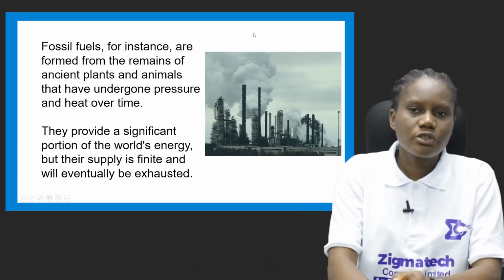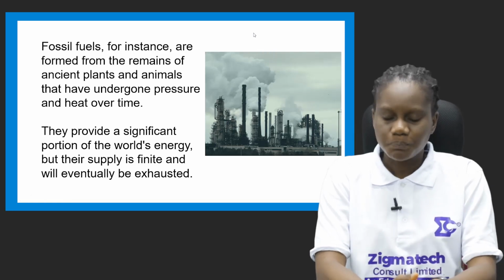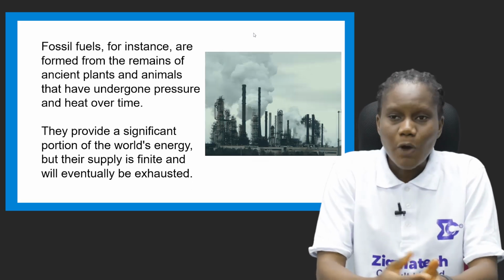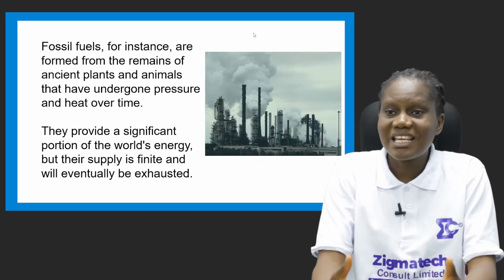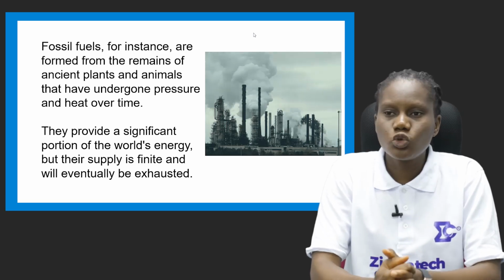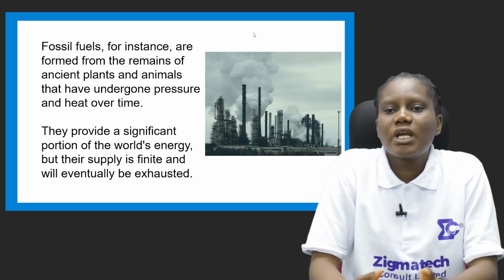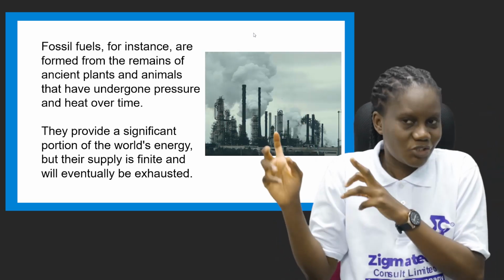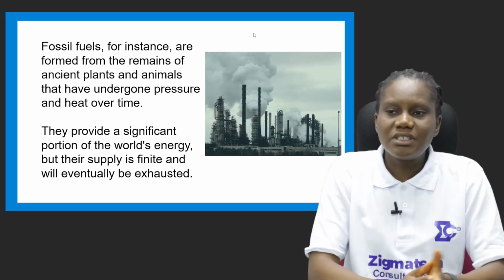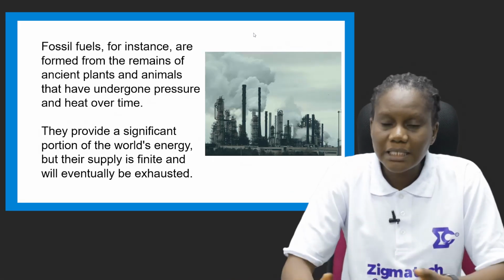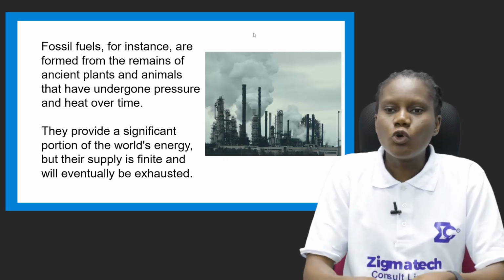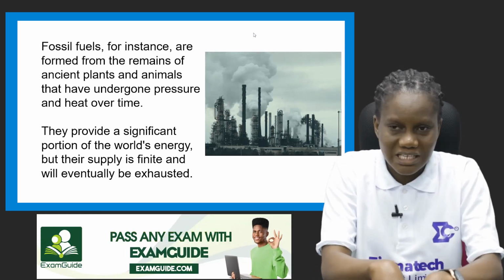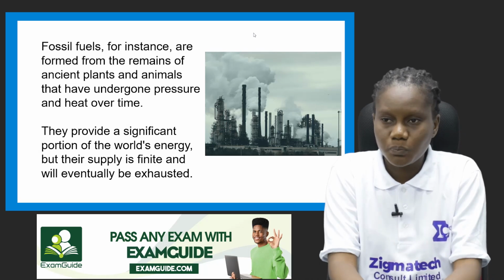So let's look at fossil fuel. I told us that fossil fuel is an example of non-renewable resources. They are formed from the remains of ancient plants and animals that have undergone pressure and heat over time. What do I mean by this? When we talk about ancient plants, we are talking about plants that have died over a long period of time and decayed. Same thing with animals. They have gone into the ground, into the earth, and have been worked upon by pressure and heat over time. So they are changed into fossil fuel.